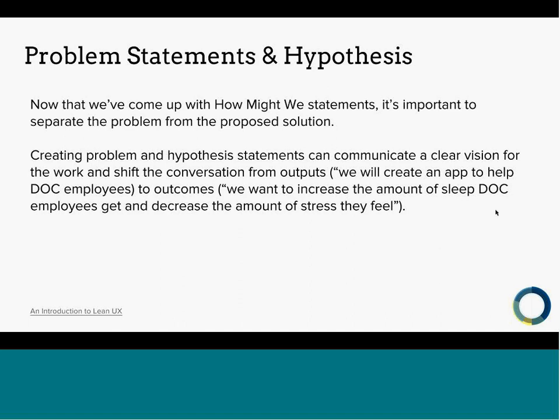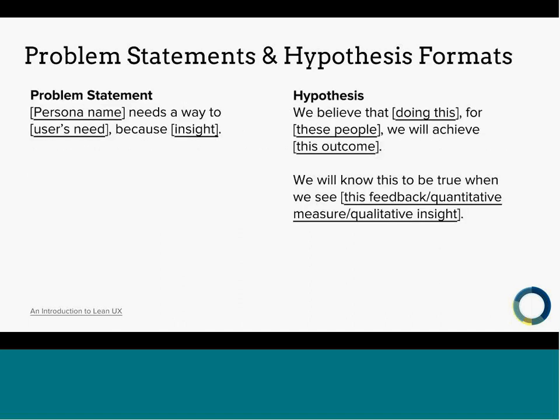The difference would be like, how might we create an app to help DOC employees? That maybe was the one we came up with, but now we can choose how might we increase the amount of sleep that DOC employees get and decrease the amount of stress they feel. So that's what I meant by specific towards a specific achievable goal. And this is how you write problem statements. We'll take another couple seconds to write it like this.